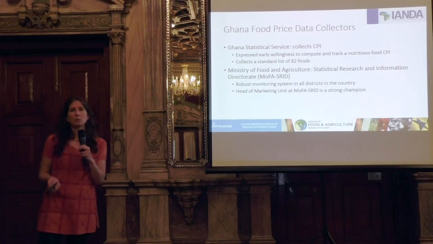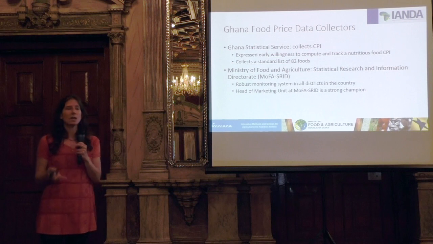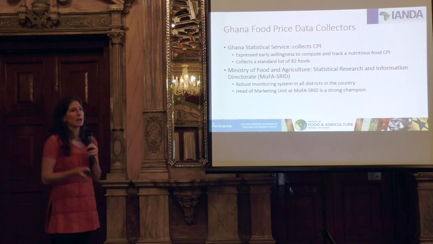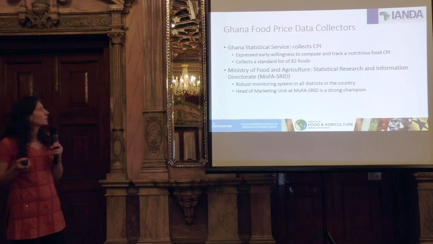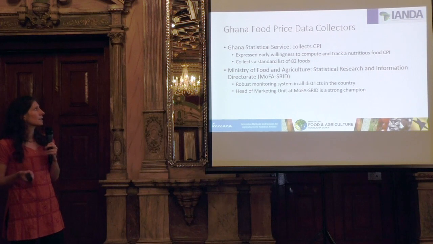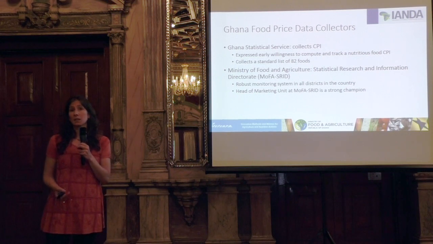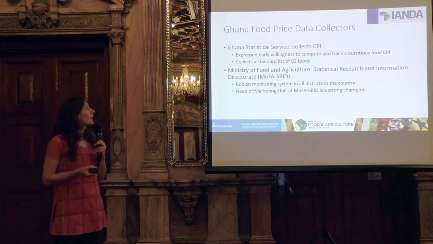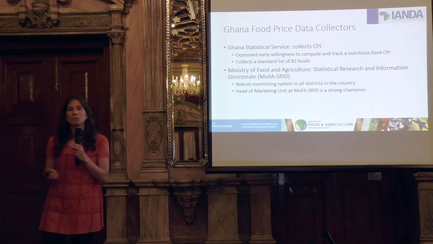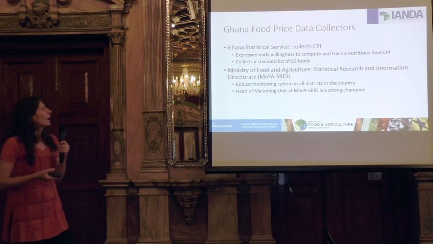So we had an initial workshop in our project in each country, and first I'll tell about Ghana and then Tanzania. So in Ghana, the statistical service at our workshop expressed a willingness very early on to compute and track a nutritious food CPI. They said basically, tell us what to track and we'll do it. They have a standard list of 82 foods, so there's a lot to work with.